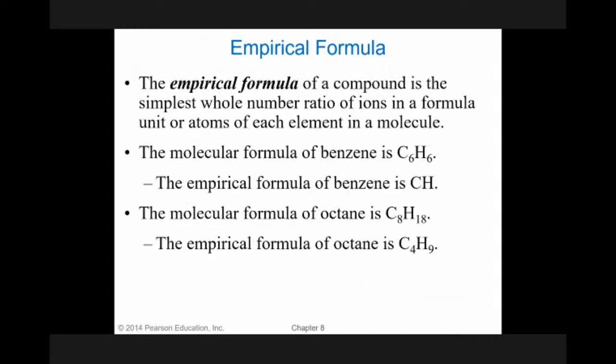Empirical formula. Do you understand the definition there? Yeah, I do. Let's start with the definition. Do you understand the definition? Yes, I just wanted to go over the second and third bullet points.